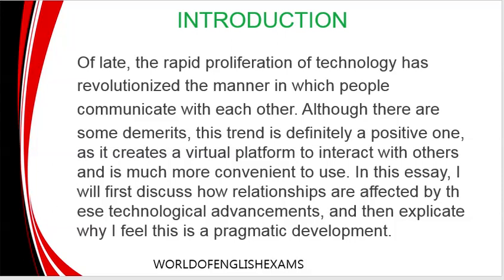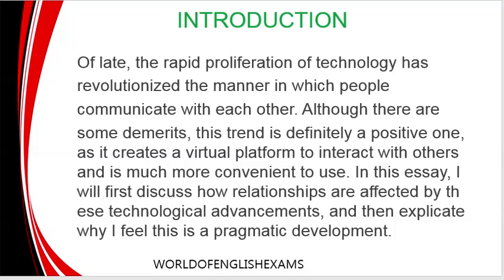So, please make sure that you are understanding the last statement very carefully, because this is what is going to lead us to the body paragraph. So I am going to give a proper direction to my essay. So what am I going to do first? I will first discuss how relationships are affected by technological advancements. That means in the first body paragraph, I am going to elucidate how technology is affecting relationships. So that will be the body paragraph 1. What is the body paragraph 2? And then explicate, that means explain why I feel this is a pragmatic development or a positive development.